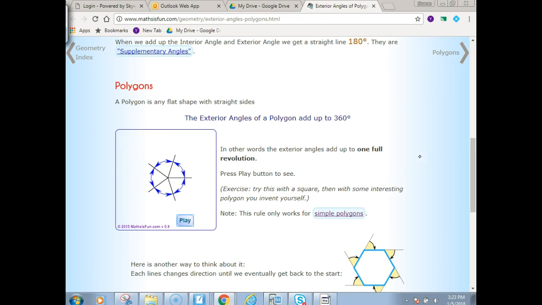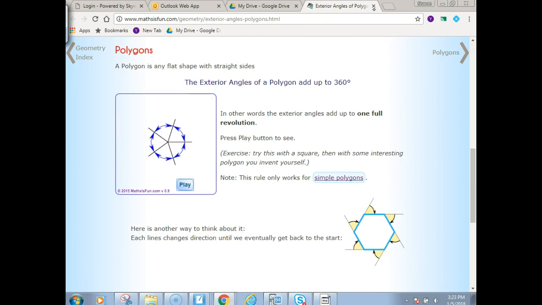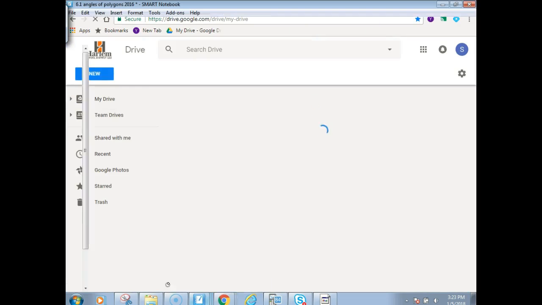All right. So the angle measures add up to 360, and that's all I want to show on this because we're running low on time for that.